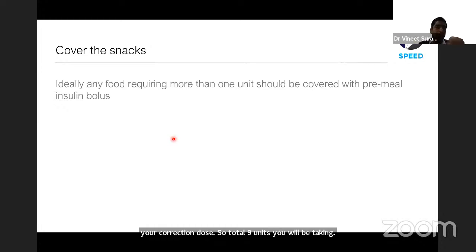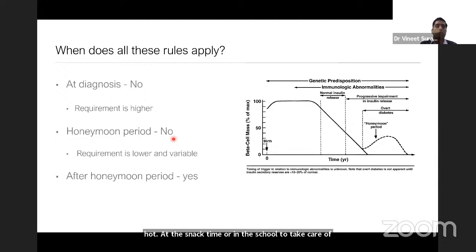And lastly, which I would definitely like to emphasize again, cover the snacks. Most of the time we forget to cover the snacks. So ideally, any food which is requiring more than 1 unit should be covered with the pre-meal insulin bolus. Sometimes it becomes necessary to give one extra shot at the snack time or in the school to take care of that rise in the blood glucose. Now, I have discussed all this extensively.